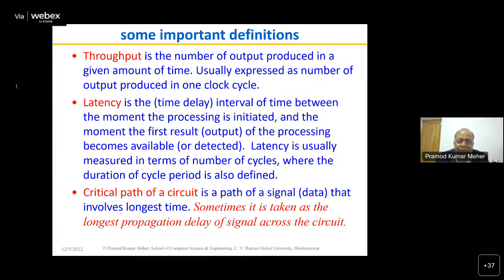Some important definitions. Throughput is the number of outputs produced in a given amount of time, usually expressed as the number of outputs produced in one clock cycle. Latency is the time delay, the interval of time between the moment of processing and the output.